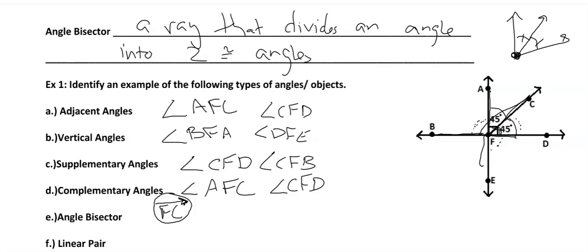All right, how about a linear pair? Two angles that come together to make 180 degrees, but are also adjacent. That would be angle CFD and angle CFB. It's the ones that we already talked about that are supplementary.